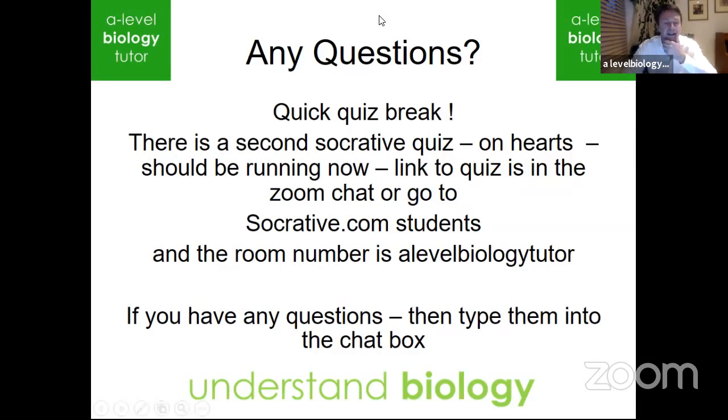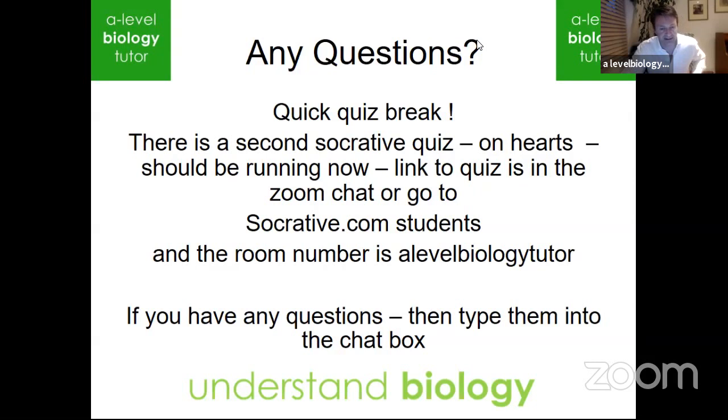So the next quiz is running now. Hopefully you should be able to have a go at some of those quiz things. It's on in the Socrative room. So if you go to Socrative, put in A-level biology tutor as the room code.